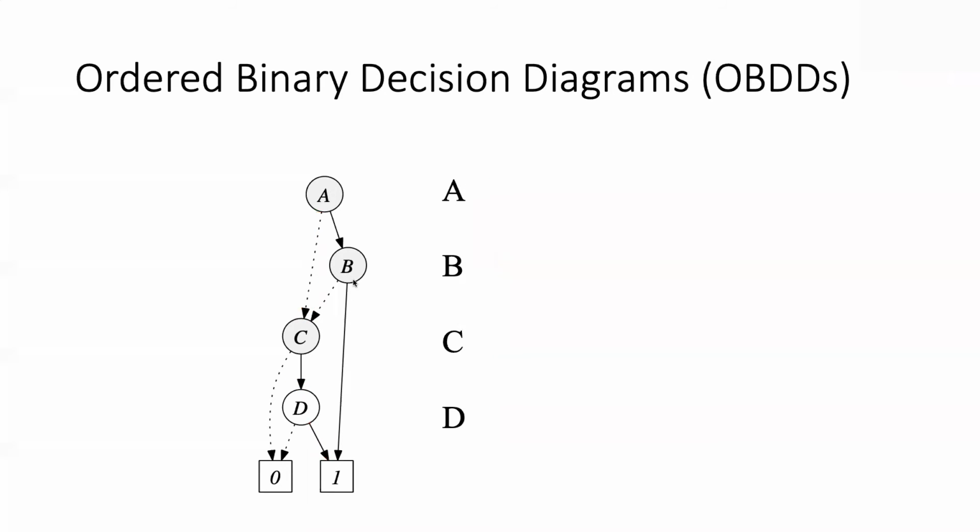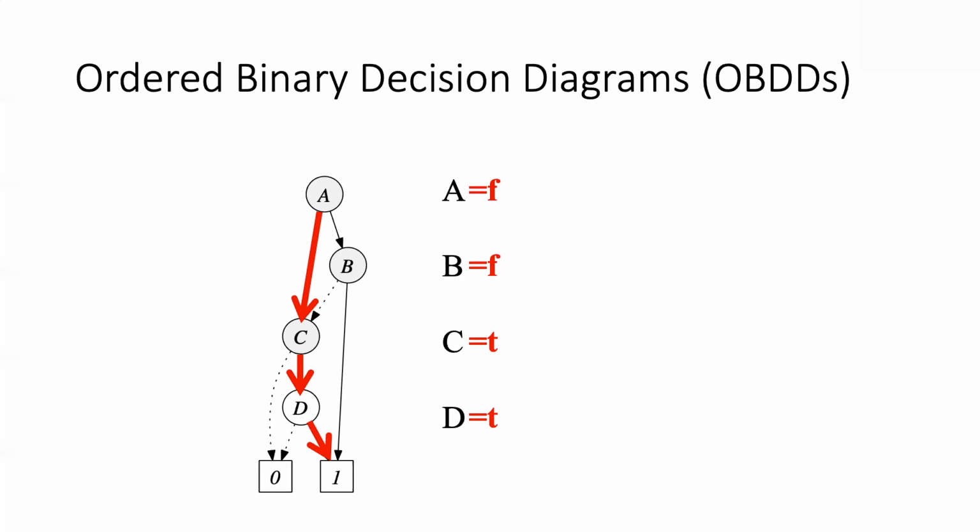So in this particular case, we have A false, we go down here, and then we have C true, we go this way, and then D true, we go that way, and we reach a 1. That basically tells us that this is a particular instantiation that satisfies this OBDD. And if we reach a 0, that means it doesn't satisfy the OBDD, and that characterizes the Boolean formula that is represented by that OBDD.